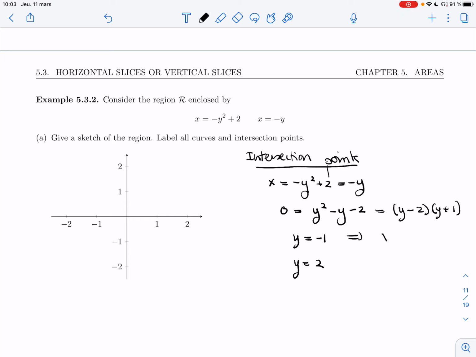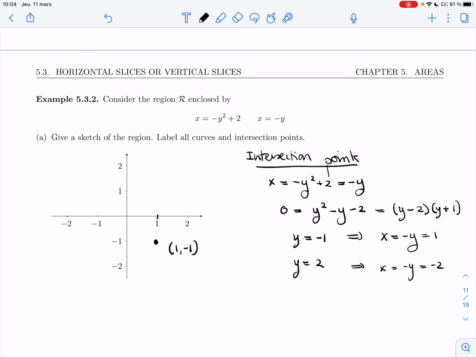If y equals minus 1, x, which is minus y, will be 1. And if it's minus 2, x, which is minus y, equals minus 2. All right, so let me put these two intersection points. I have x equals 1, y equals minus 1. So 1, minus 1. I have x equals minus 2 and y equals 2.